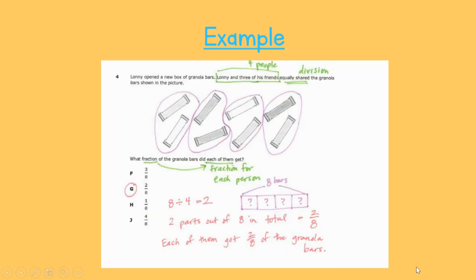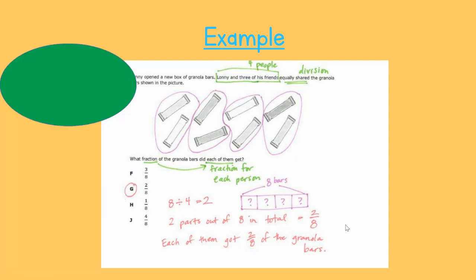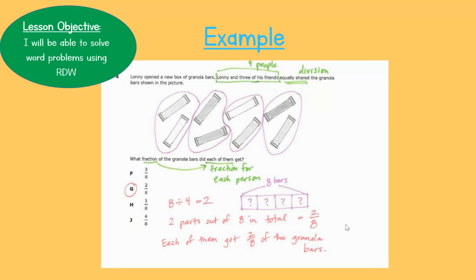Here we have an example of some student work that used Read, Draw, Write. We're going to take some time and look for evidence of RDW in this problem. So our lesson objective for the day is: I will be able to solve word problems using Read, Draw, Write.